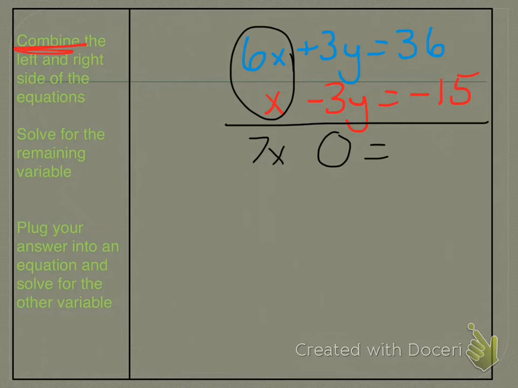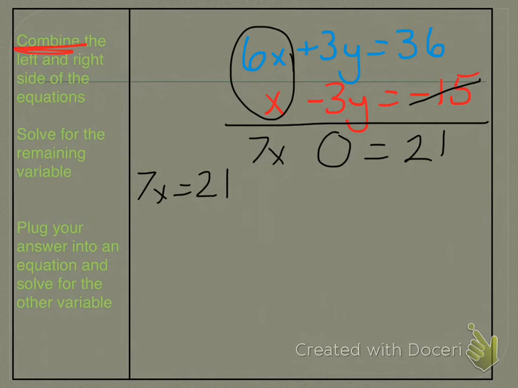Equals, when I combine these, same thing. 15 from the bottom will cancel out, and this will leave me here with 21. Now, I have basically a brand new equation. 7x equals 21. That brings me to my next step.